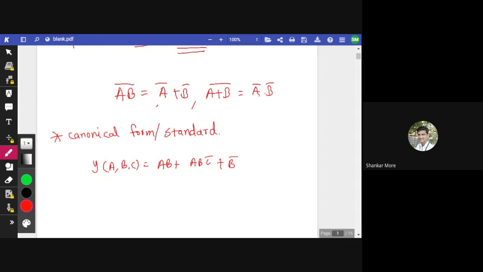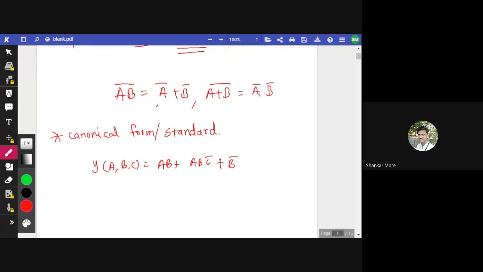So what exactly does this mean? This means the missing terms: in the first term, if you can see, AB is there but C is not there. In the second term, all the terms are present, so we don't need to do anything with that particular term. After that, the last term, B bar, we have to convert into a form that should contain A as well as C.